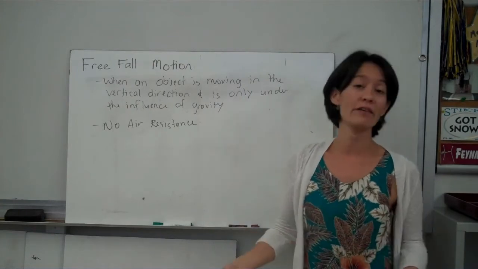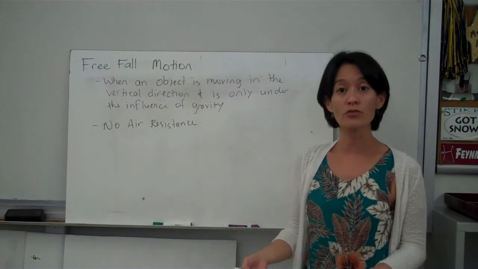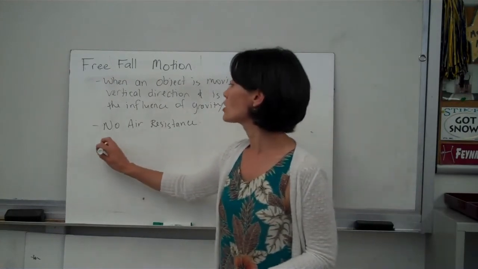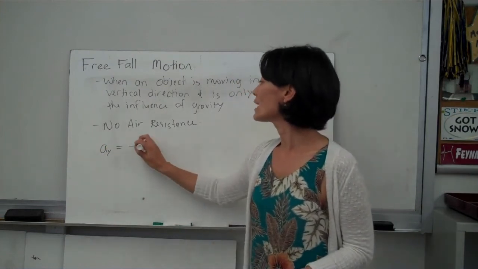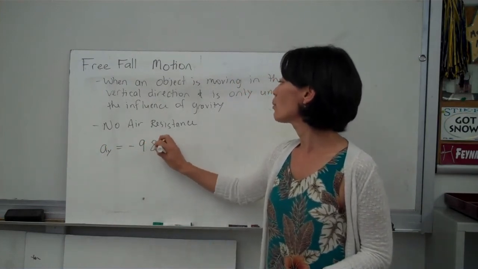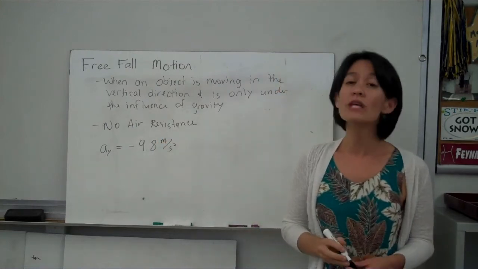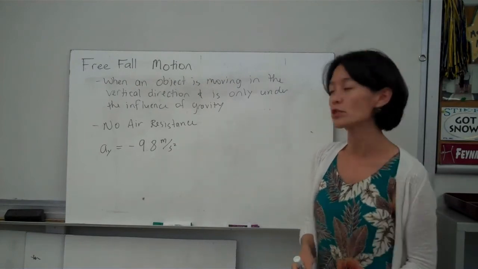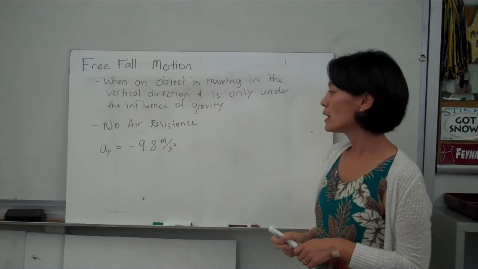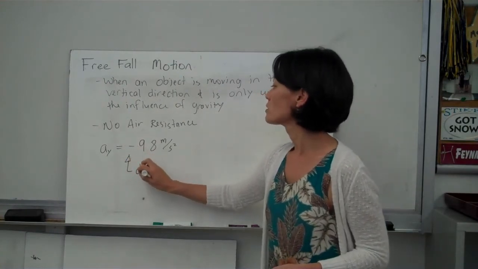No matter how heavy it is, if there's no air resistance, the acceleration for an object vertically is always going to be a constant value. We're going to call it AY, and that value of AY is negative 9.8 meters per second squared. So that is the value of gravity, assuming there's no air resistance and the object is moving vertically. Okay? And notice it's a negative. Direction definitely matters.